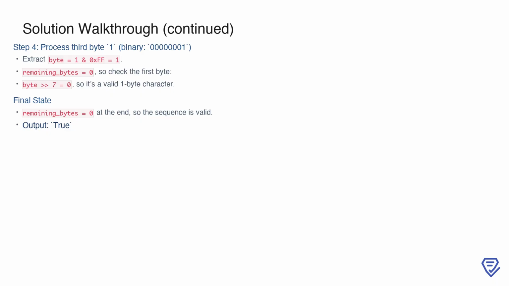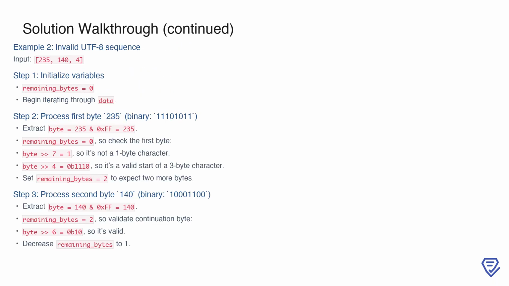By shifting the byte right by 6 bits, we get 0b10, which confirms it is a valid continuation byte. We then decrease remaining bytes to 0, indicating that we are no longer expecting any additional continuation bytes. Finally, we process the third byte, 1, which is 00000001 in binary. With remaining bytes at 0, we treat this as a potential new character. Shifting the byte right by 7 bits gives 0, which shows it is a valid single byte character. At the end of the iteration, remaining bytes is 0, confirming that the sequence is valid. Therefore, the output is true.